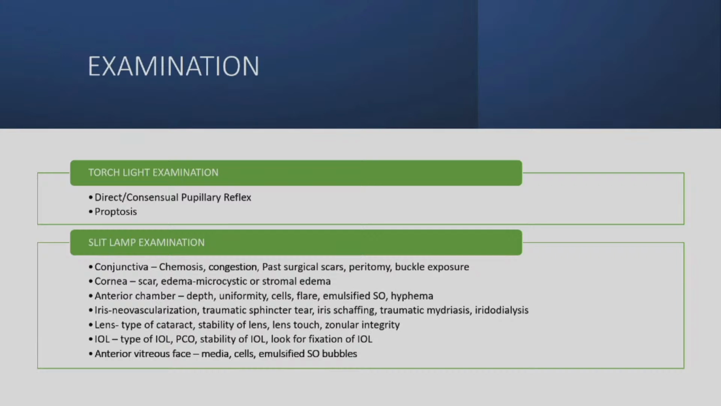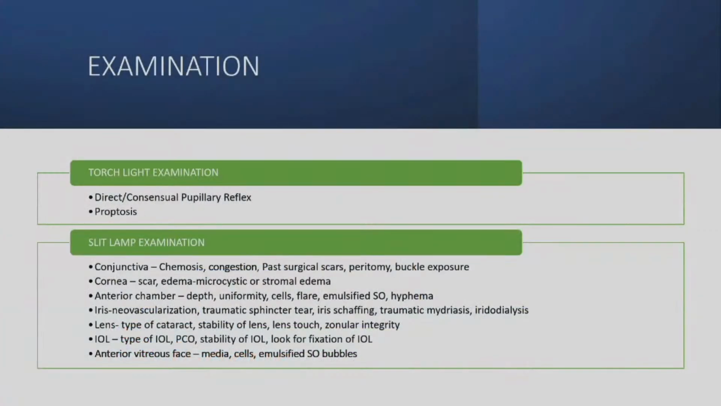Traumatic mydriasis, that also is another vital thing you have to see. And iridodialysis. For iridodialysis, you have to mention the clock hours and how much width of clock hours it is, and what quadrant it is in. Then coming to the lens, there you have to look for the type of cataract. You have to look for the stability of the lens. You have to look for the lens touch.